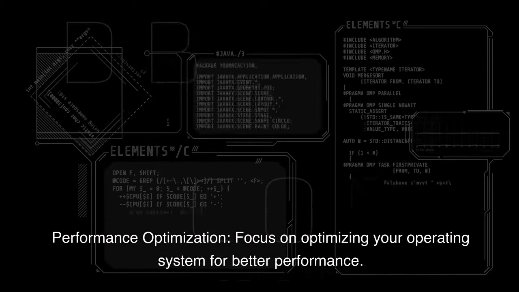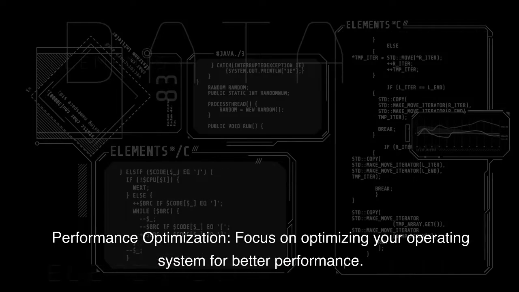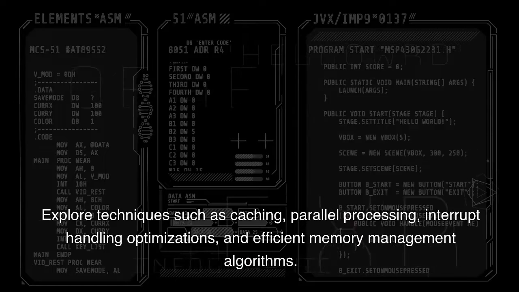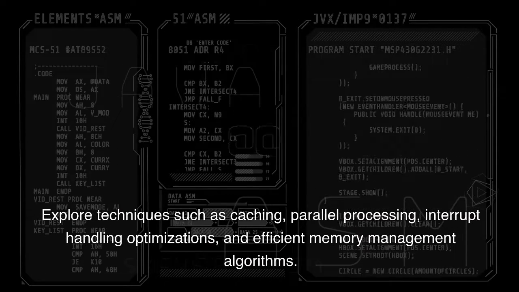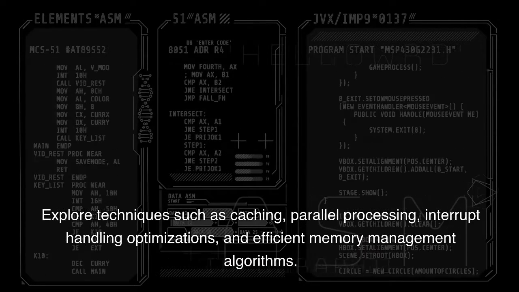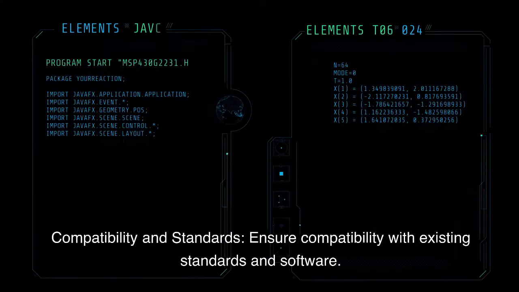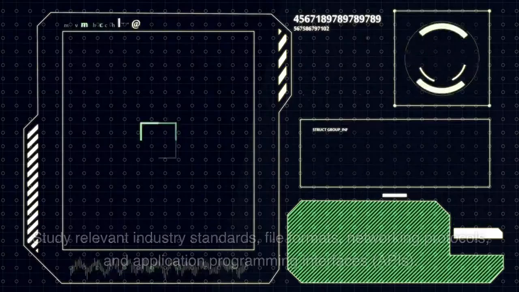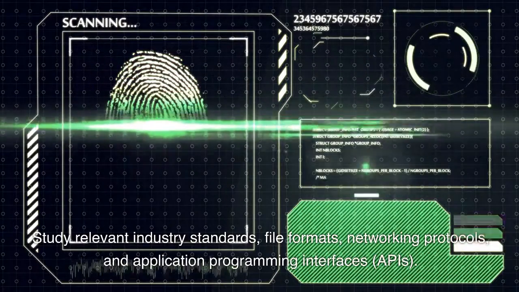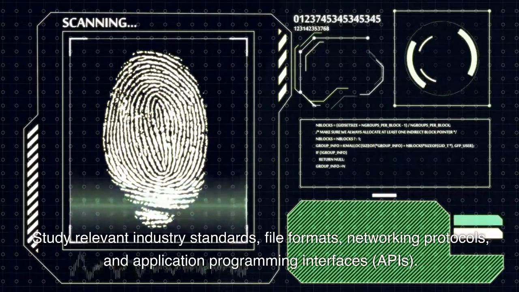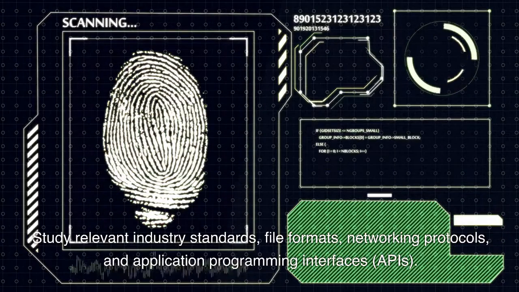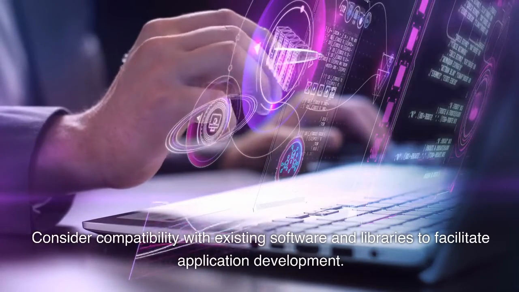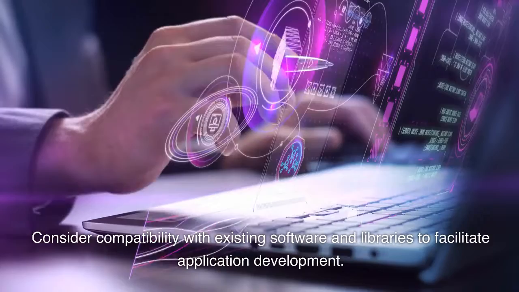Performance optimization. Focus on optimizing your operating system for better performance. Explore techniques such as caching, parallel processing, interrupt handling optimizations, and efficient memory management algorithms. Compatibility and standards. Ensure compatibility with existing standards and software. Study relevant industry standards, file formats, networking protocols, and application programming interfaces, APIs. Consider compatibility with existing software and libraries to facilitate application development.